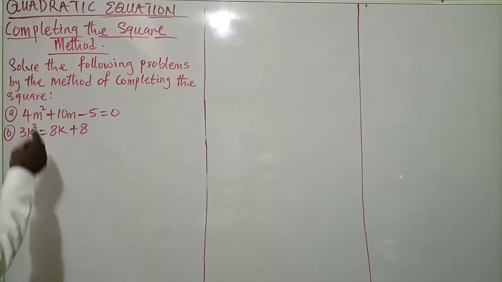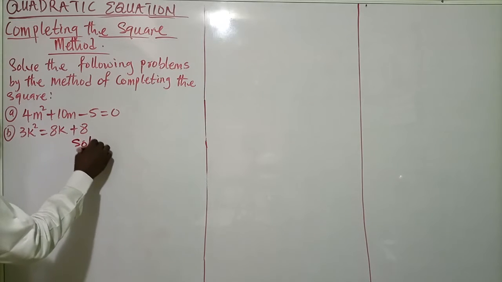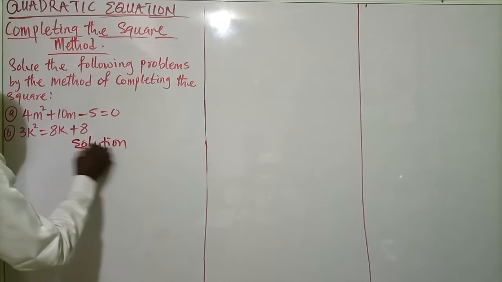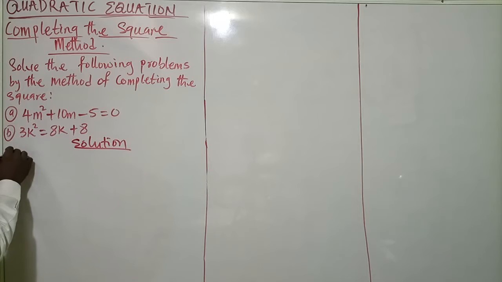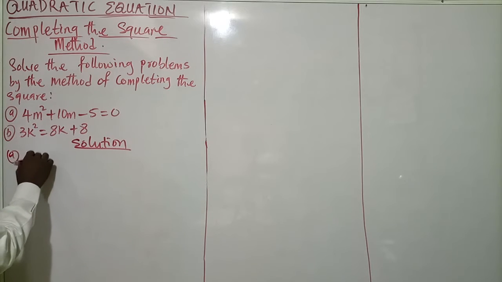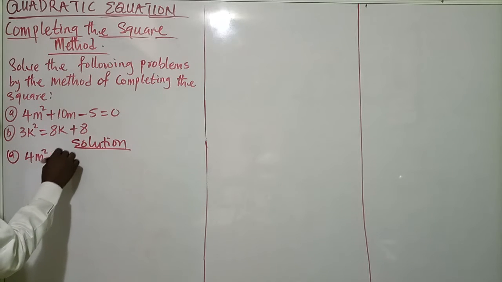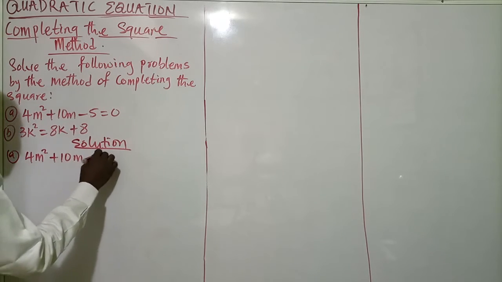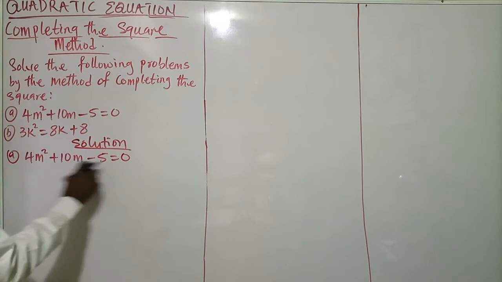Now what do you have? You have the first one here. So usually you write your solution. So this is A: 4m squared plus 10m minus 5 equals 0. So what do you do from here?